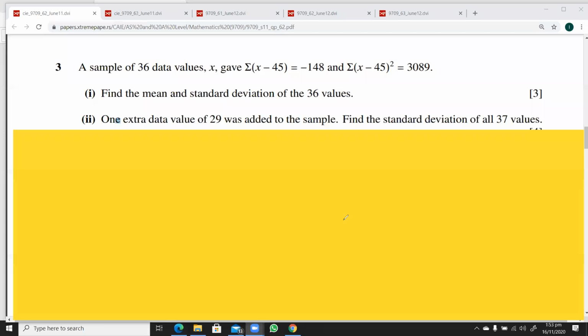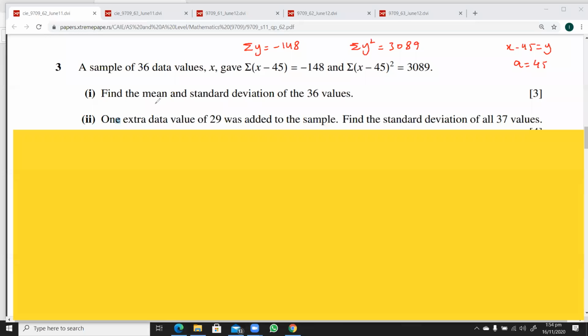Okay, so in this question from June 11, you see that again there is a coded data situation. So we should quickly say, okay, this is basically my sigma y, which is minus 148. This is my sigma y square, which is 3089. Okay, and we can say that my x minus 45 is equal to y. So this tells us that a is going to be 45.